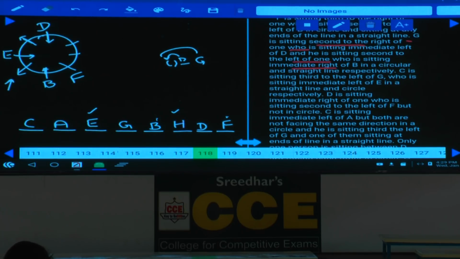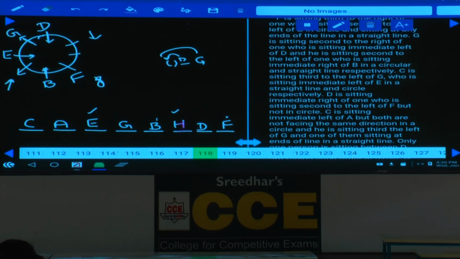G is seated second to the right of the one who is seated at the immediate left of D. Immediate left of D is this person, isn't it? As this person is here, immediate left of D, and G is seated second to the right, G cannot be here. As G cannot be here, G must be here. If G is here, this person must be towards which direction? Outside. And G is away.